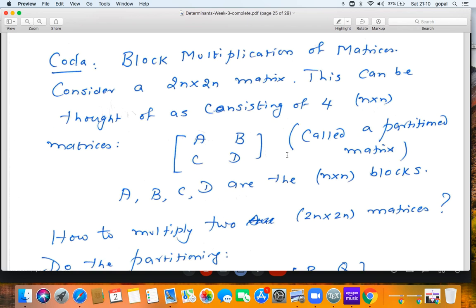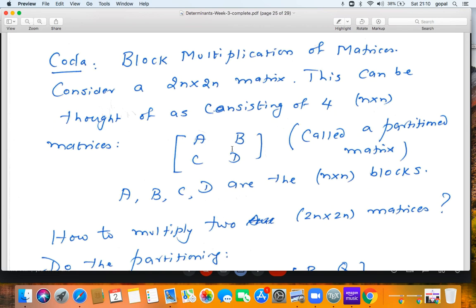So first of all, let us consider the simplest block matrices, a 2n cross 2n matrix. What is a 2n cross 2n matrix? I can think of it as being made up of 4 n cross n matrices. So I take 4 n cross n matrices A, B, C, D. Each of them is an n cross n matrix. If I put A, B, C, D as a 2 by 2 block, then I get a 2n cross 2n matrix. Writing a 2n cross 2n matrix in this form is called partitioning the matrix.